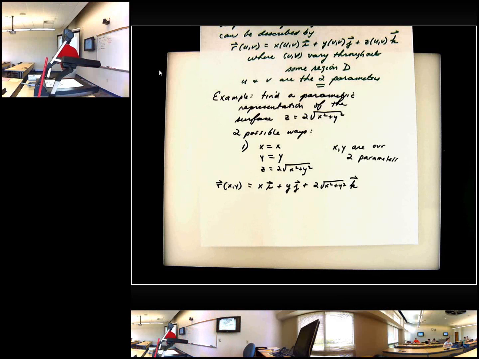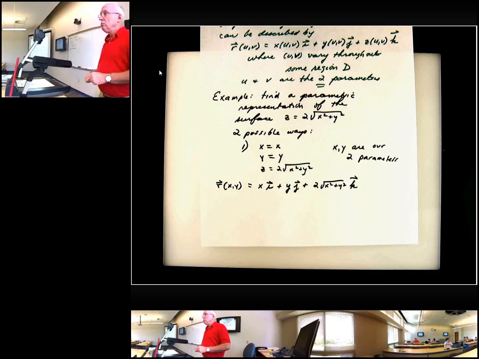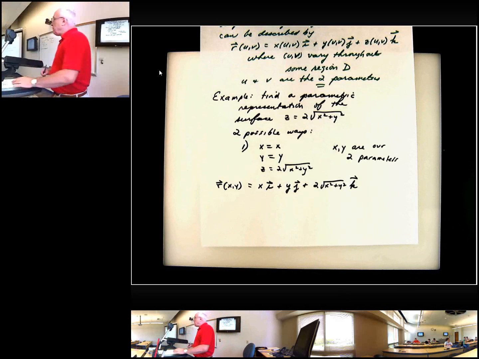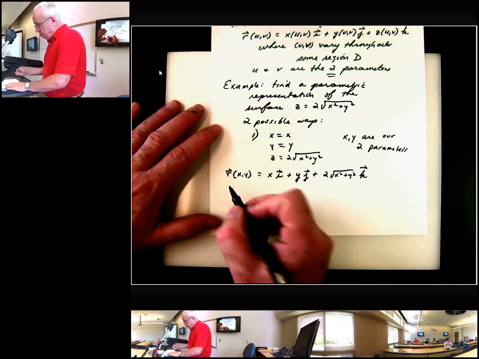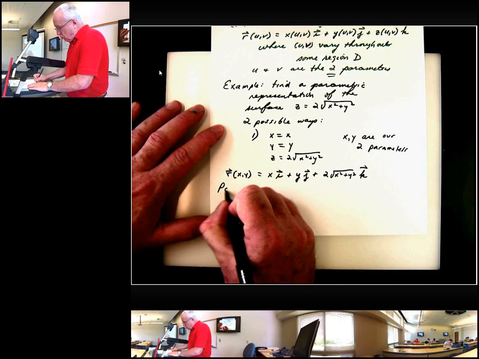Considering that the surface has an x squared plus a y squared in it, can you think of another possible way we could parameterize this with a different type of coordinate? Yeah. So a second way could be using polar coordinates.